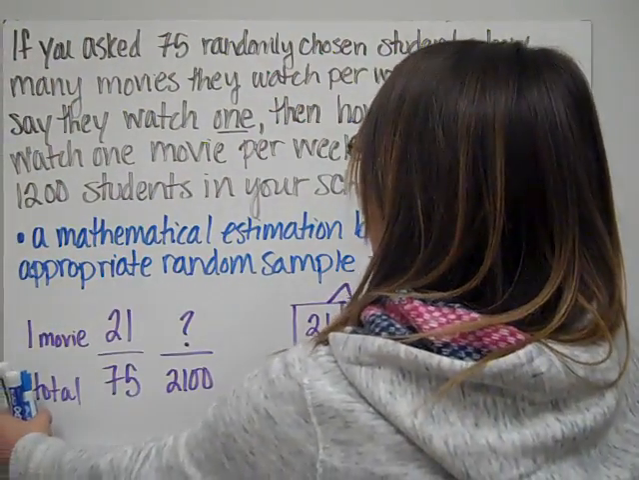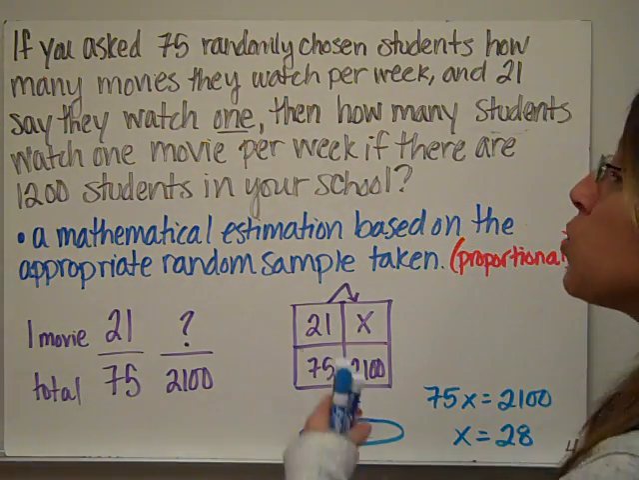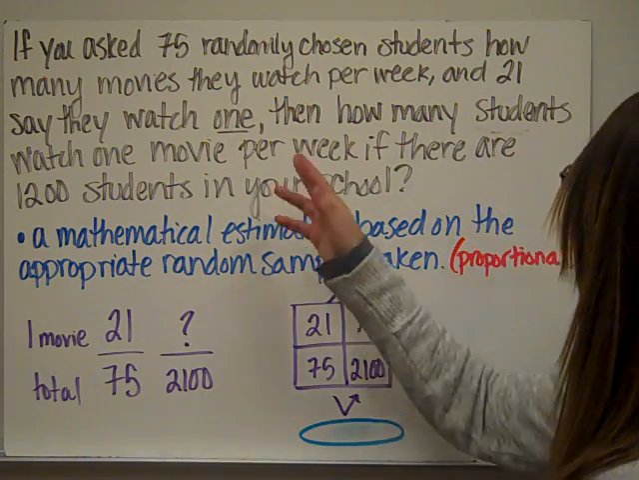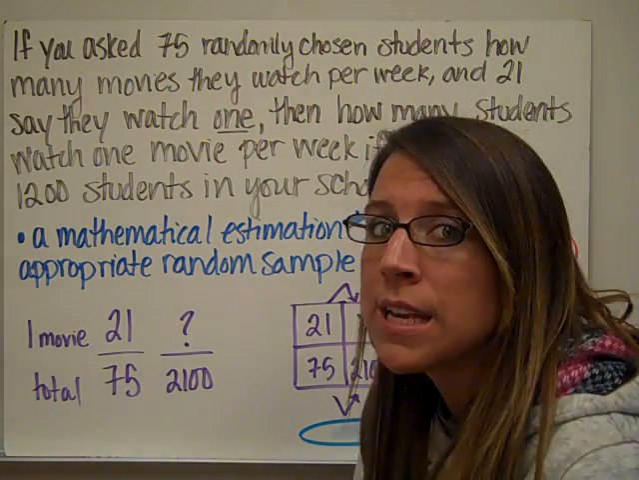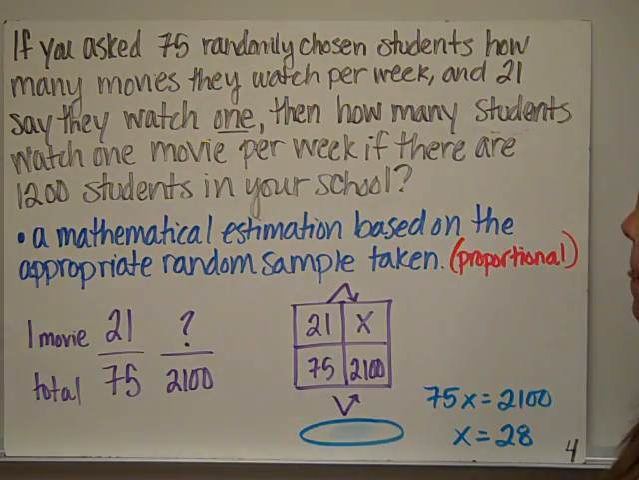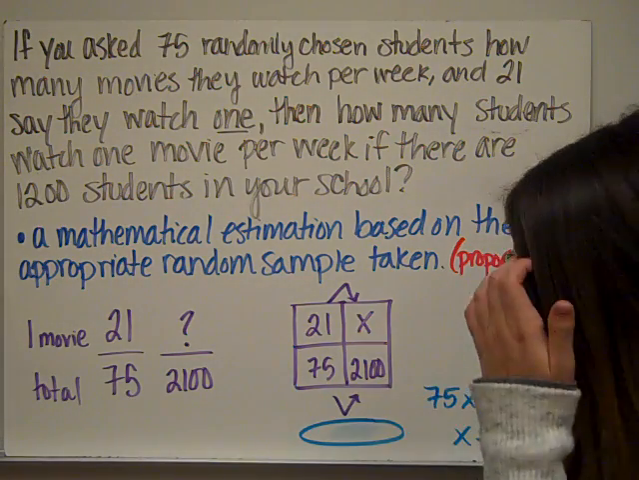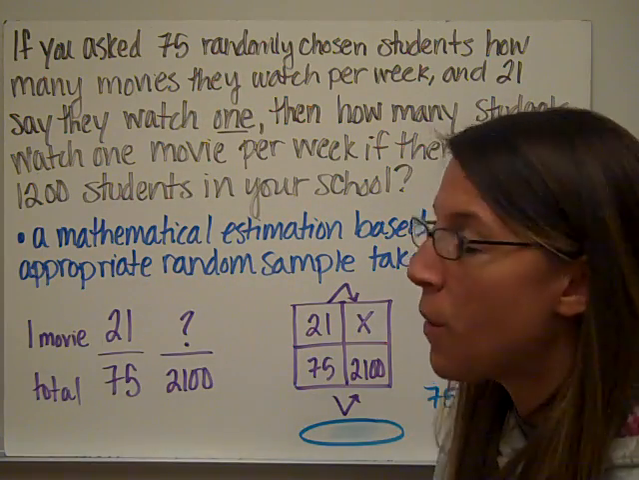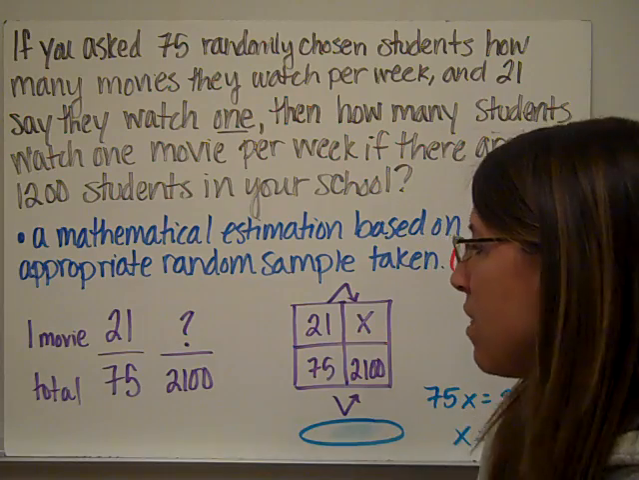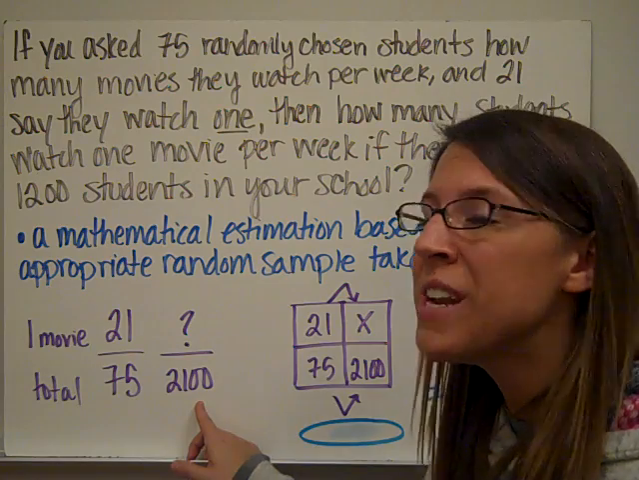And then lastly, if you ask 75 randomly chosen students how many movies they watch per week, and 21 say they watch one, then how many students watch one movie per week if there are 2,100 students in your school? So keep in mind that these are, again, mathematical estimations based on the appropriate random sample taken. I've mentioned this multiple times because they are proportional relationships.